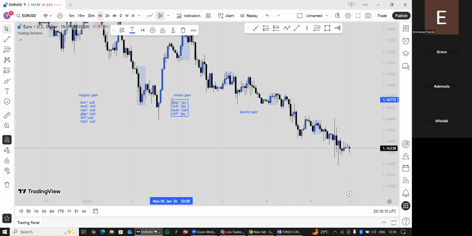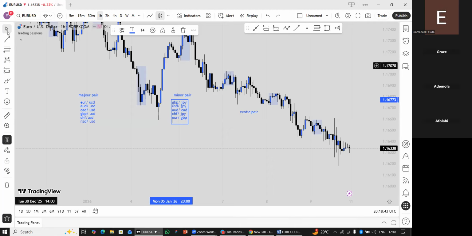Then there are so many minor pairs, we have so many. We have Euro GBP, the Euro crossing with the Great Britain pound. So this is also a minor pair. Then we have others; there are so many.